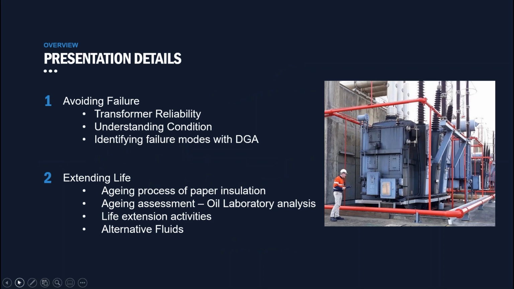So what I'd like to cover today is split into 2 parts: avoiding failure. I'll touch briefly on transformer reliability, how we understand condition during operation, and how we identify failure modes with a particular test called dissolved gas analysis. And then in the second part, I'll look at life extension, briefly talk about the aging process of the paper, oil testing to assess the aging process, and life extension activities. And finally, I'll finish off with some alternative fluids and their use in transformers.